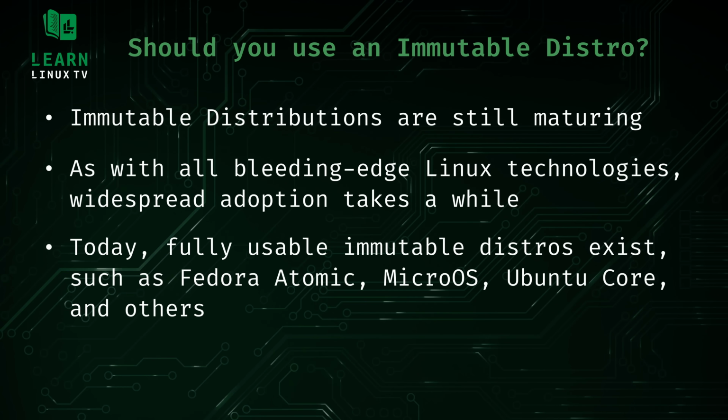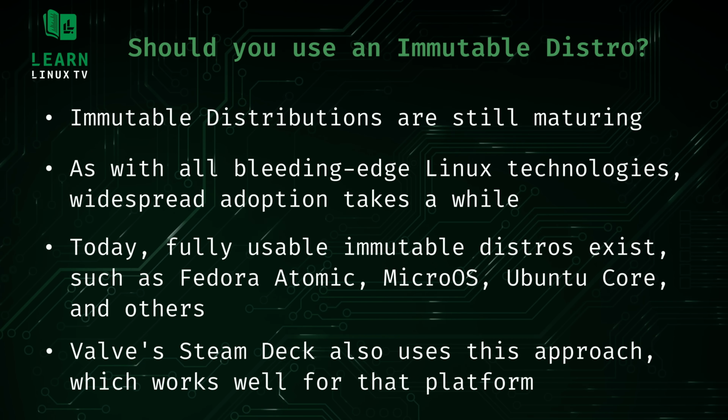Nowadays, immutable options absolutely exist. Fedora offers Fedora Atomic, OpenSUSE has MicroOS as well as Aeon, and Ubuntu has Ubuntu Core. In addition, SteamOS, which powers the Steam Deck, is built around an immutable model and has proven that this approach can absolutely work at scale. But in many cases, immutable editions are still parallel offerings rather than the flagship default of any distro.